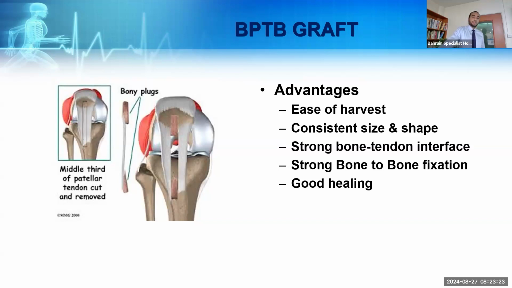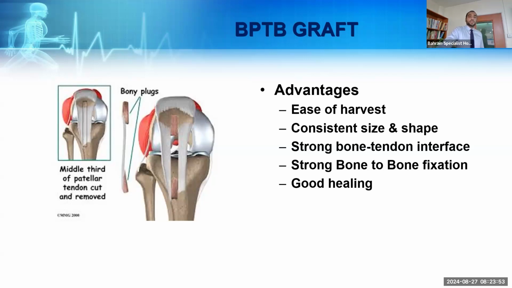With hamstrings, when we take them, it depends on the personality of the patient, whether the patient is an athlete, whether the patient is thin built or thick and fat. So the consistency of the hamstrings is variable. However, with a BTB graft, we take specific measurements from the lower end of the patella and upper end of the tibia. And a very important and good advantage of this BTB is good healing.